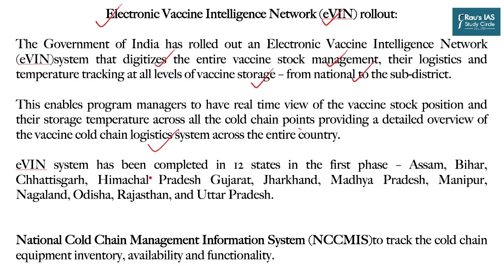Now, as far as the implementation is concerned, of course, it is being done in a phased manner, and it has been completed in 12 states in our country. And along with this, the government is also enabling the National Cold Chain Management Information System to track the cold chain equipment inventory, availability, and their functionality.